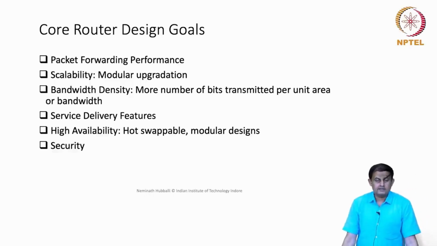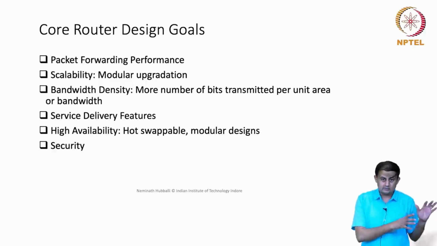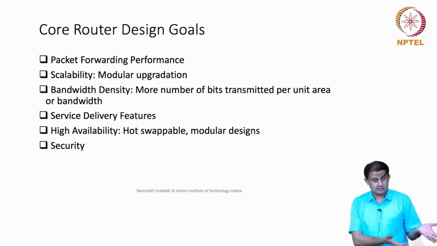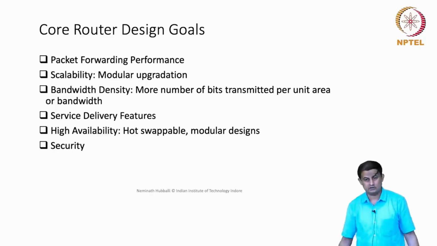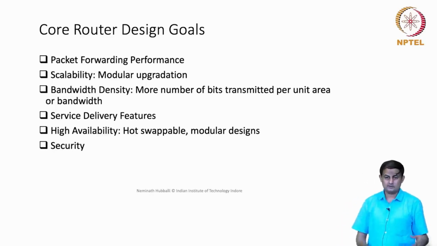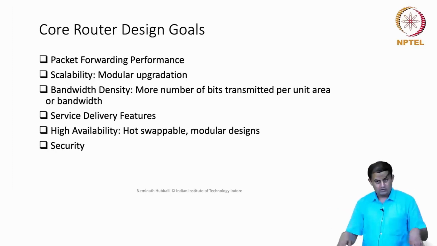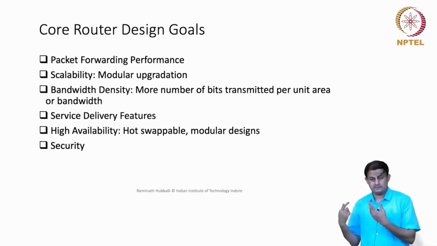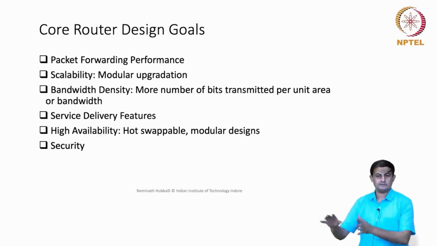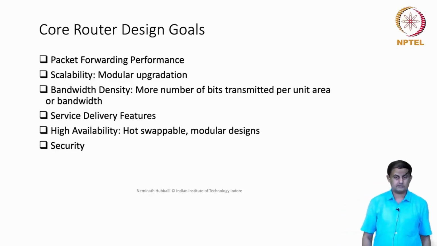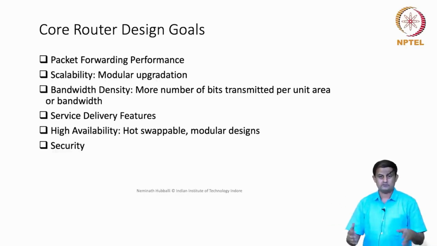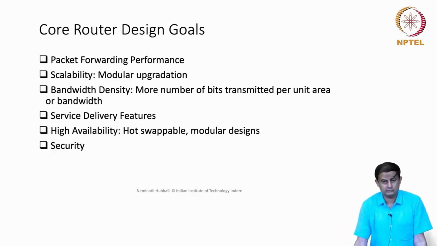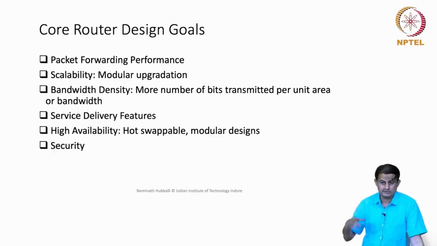In addition, forwarding or lookup operation is the primary job of the router, that's what I said. But in addition to that, routers also need to do a lot of other things like policing or quality of service and all that. The more such features the router is able to handle on the existing capacity, the better it is. So that is called the service delivery features. Anything other than the lookup operation, whatever you want to do with that router, if your router supports that, then it is better.